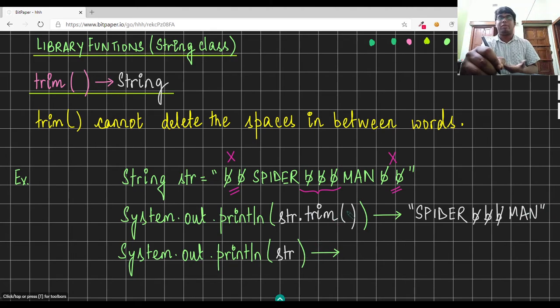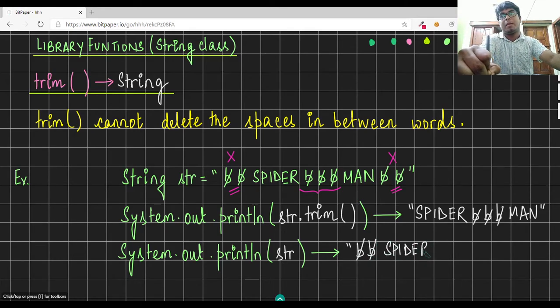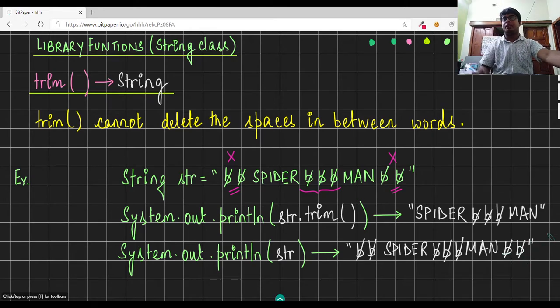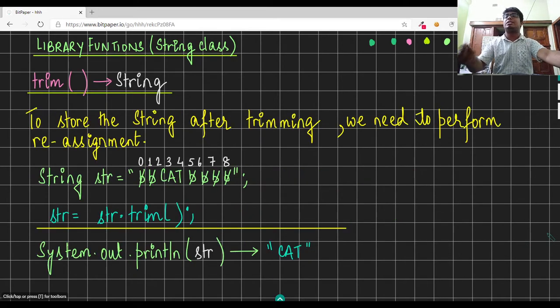And as I've already said, it does not change the content of the original string. It only computes a new string and it returns that. Hence, the original string, if printed, would contain the same old output. Spider, many spaces, followed by man. All right. Let's move on to the next function.